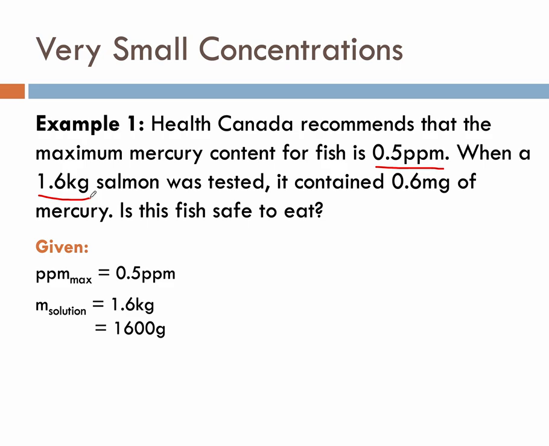Now, kilograms is the wrong unit. I need to get everything into grams. So the first move I need to do is convert that kilograms to grams, and I do that by multiplying by 1,000 grams in 1 kilogram. That gives me 1,600 grams.